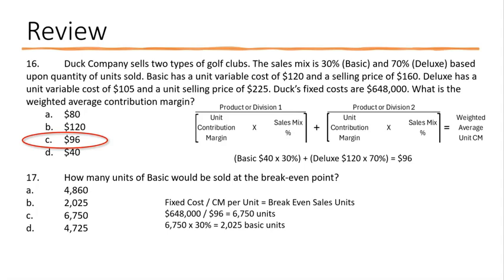So fixed cost divided by contribution margin per unit, $648,000 of fixed cost divided by $96 of contribution margin that we calculated in 16 above, gives 6,750 units. But that's the combined units. So we need to apply the sales mix to that number. So 30% for basic times the 6,750 gives us 2,025 basic units at the break-even point.